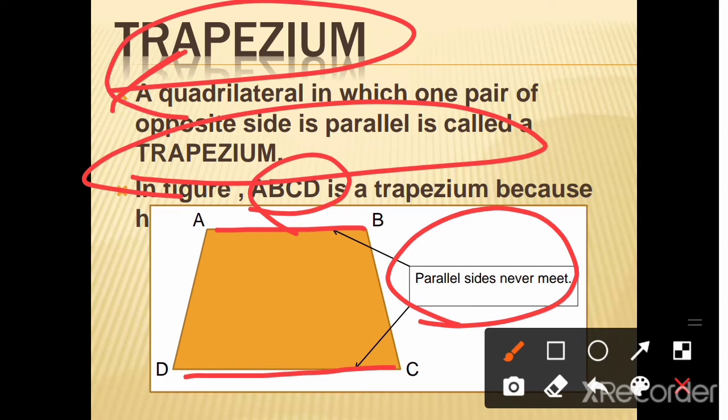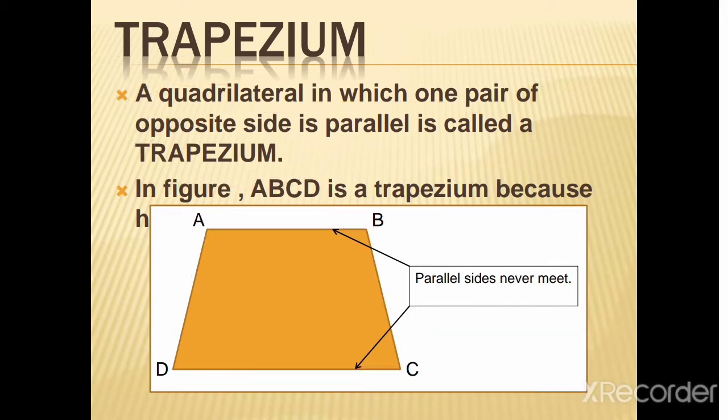The condition of a trapezium is that any one pair of lines is parallel. In another case, if the two non-parallel sides are also equal, this type of trapezium is called an isosceles trapezium. Isosceles trapezium means the non-parallel sides, this and this, are equal. So this is the concept of a trapezium.